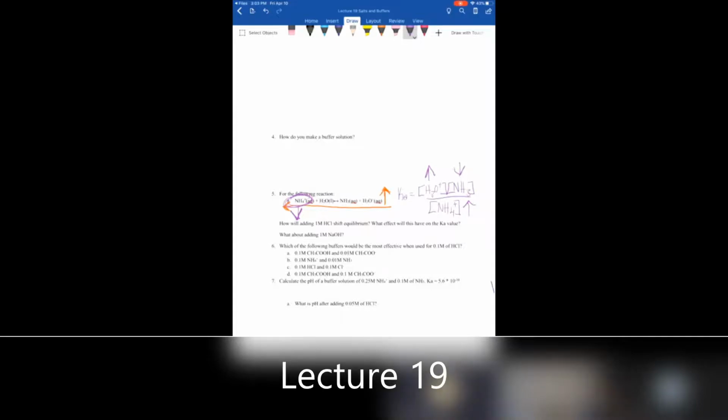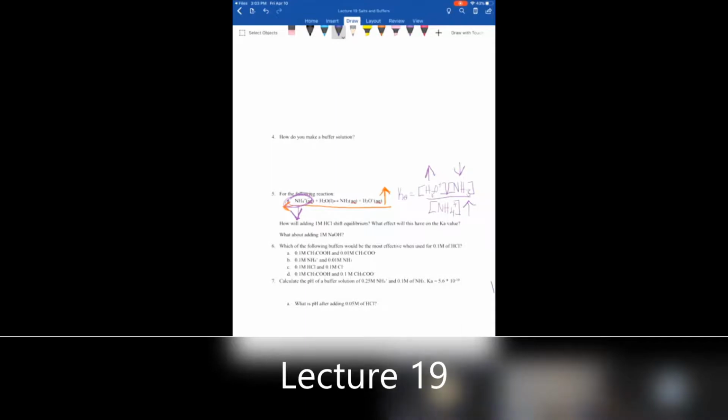Yeah, it should shift to the right. So you're saying that if I decrease NH4 concentration, it's going to shift towards products, further decreasing NH4 concentration. No. It's going to shift to the left, so. Yeah. Okay. Cool.